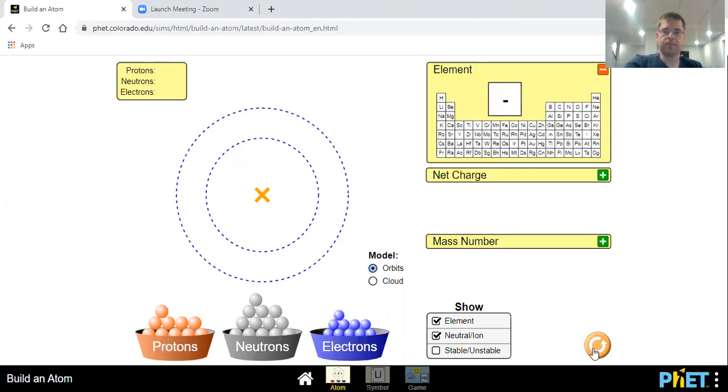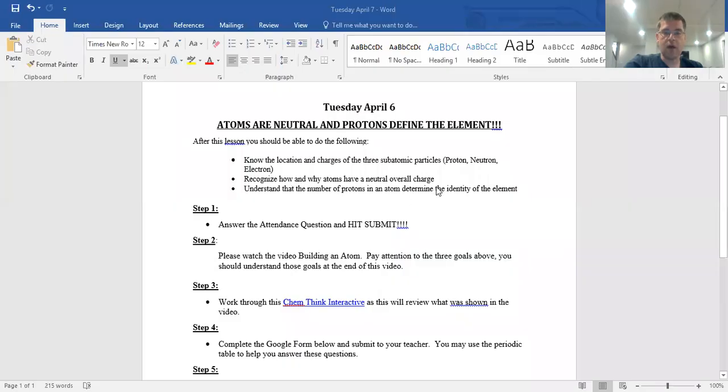So I'm going to hit reset, and then I'm going to stop share for a second. Let's see what the second goal is. Second goal: recognize how and why atoms have an overall neutral charge. So we're going to look at why all atoms are neutral. And I want you to get this statement in your head. Ready? Atoms are neutral. Nucleus is positive.